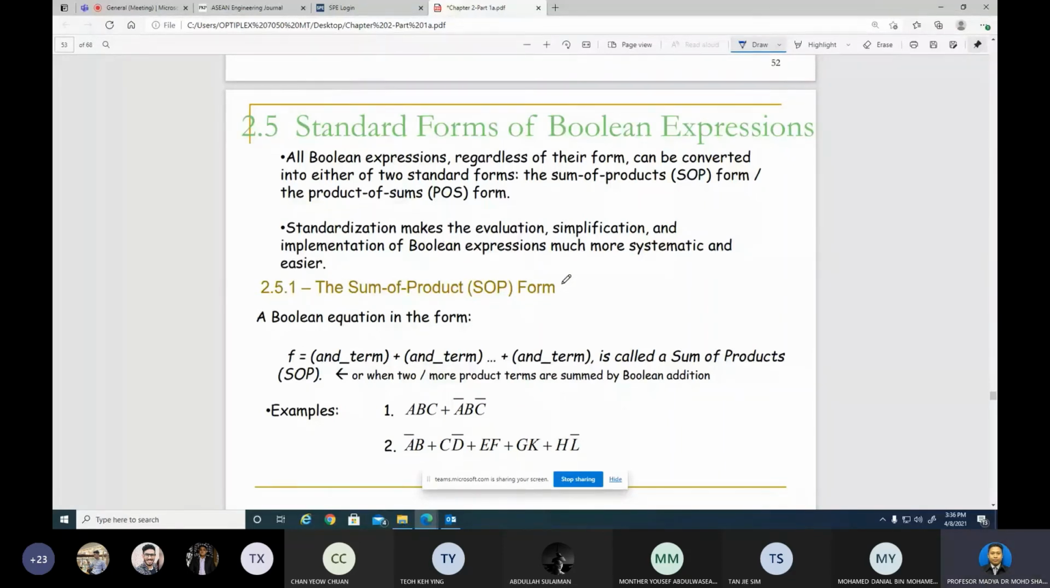For SOP, normally we stand for sum of product. That means sum based on the product. And then for the POS, product of sum. For SOP, that means we have to multiply, then we have to plus. For POS, product is we have to multiply, then we have to sum. There are two standard forms for the Boolean expression.